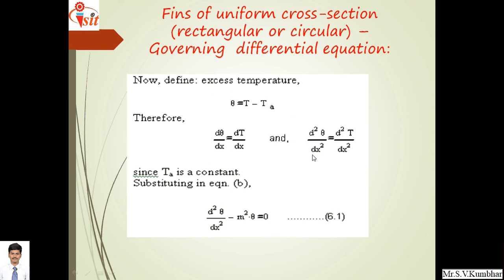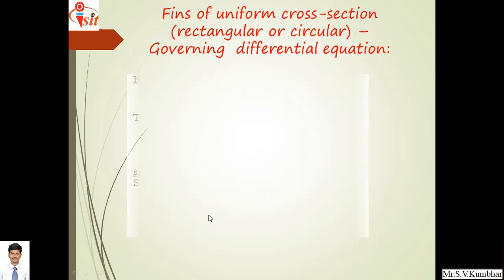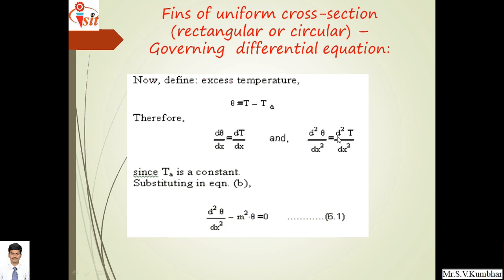So d2 theta upon dx square is equal to d2T upon dx square. Now, since Ta is constant, substituting this in the earlier equation, instead of d2T upon dx square we will substitute d2 theta upon dx square. We will get d2 theta upon dx square minus m square theta equal to 0. So this is known as the governing differential equation for the rectangular fin.